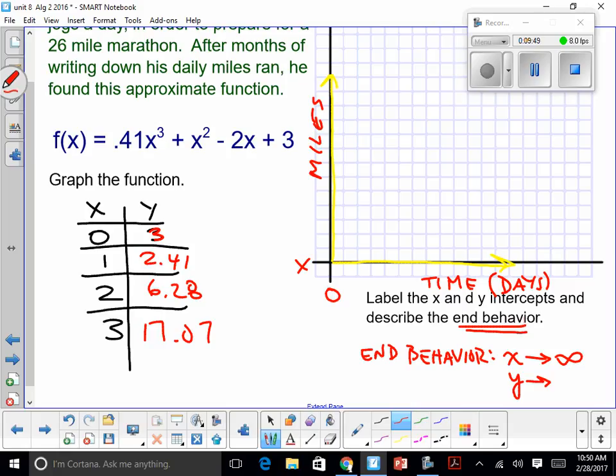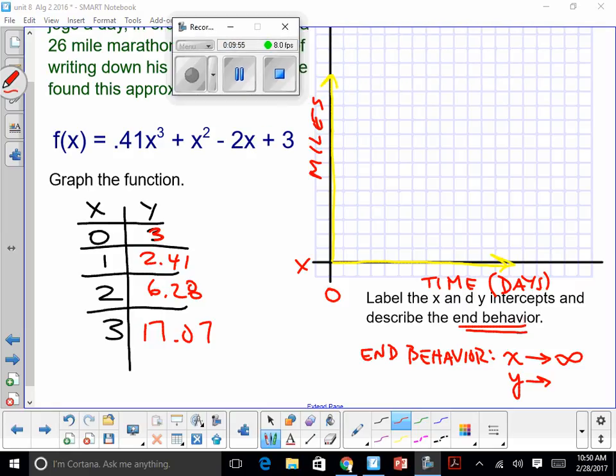I'm going to try and sketch mine based on some of the pictures I saw. This is kind of what the picture looks like.